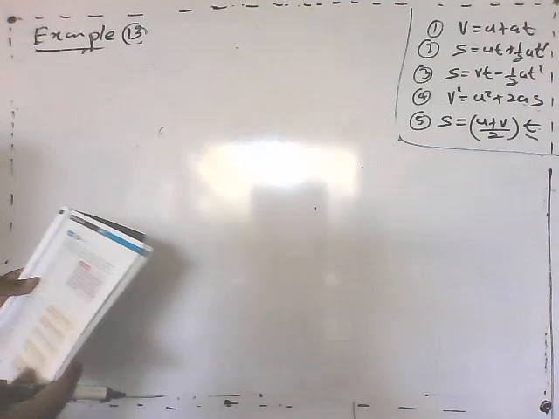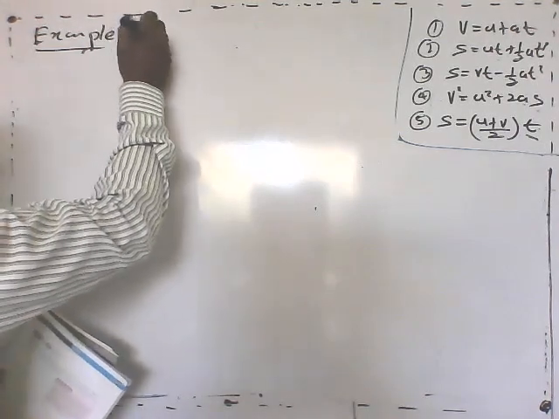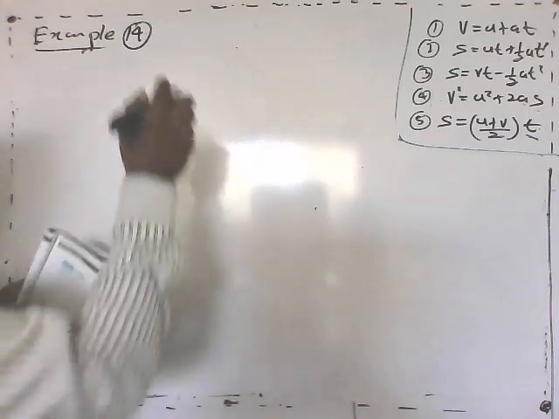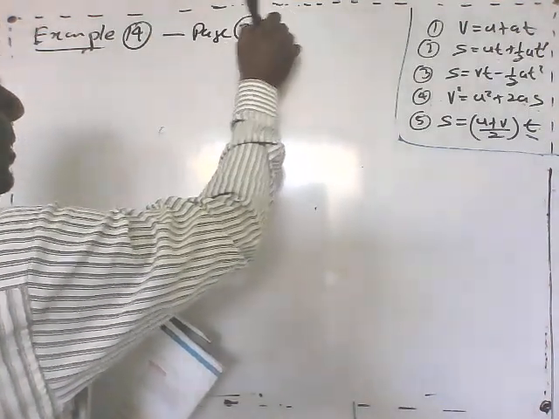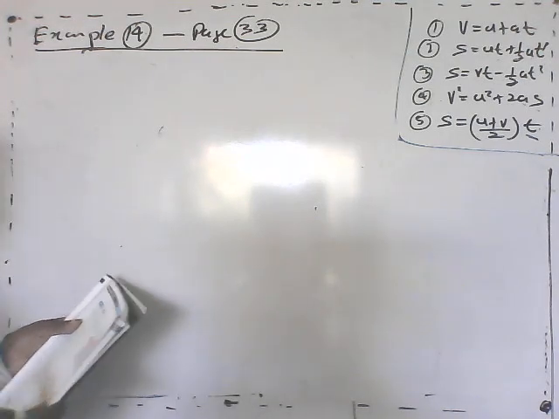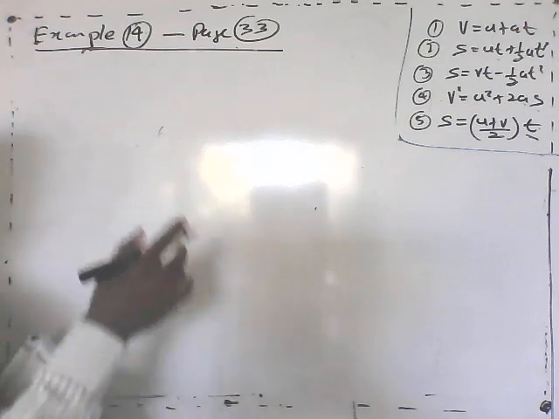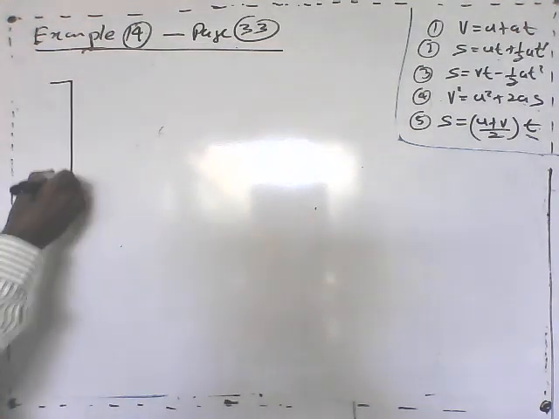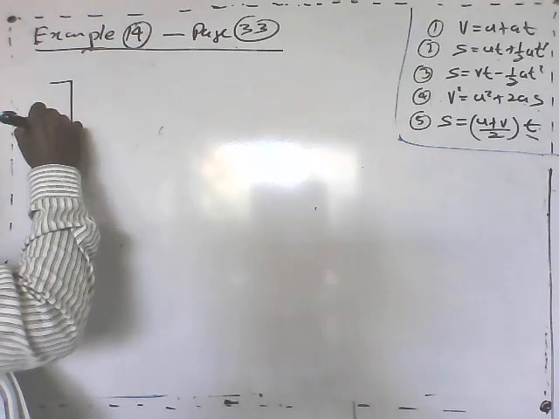Now this is example 14, on page 33. This is an interesting example. It says a ball A falls vertically from rest from a tower 63 meters high. So we will assume this is the tower, and we will say 63 meters high.